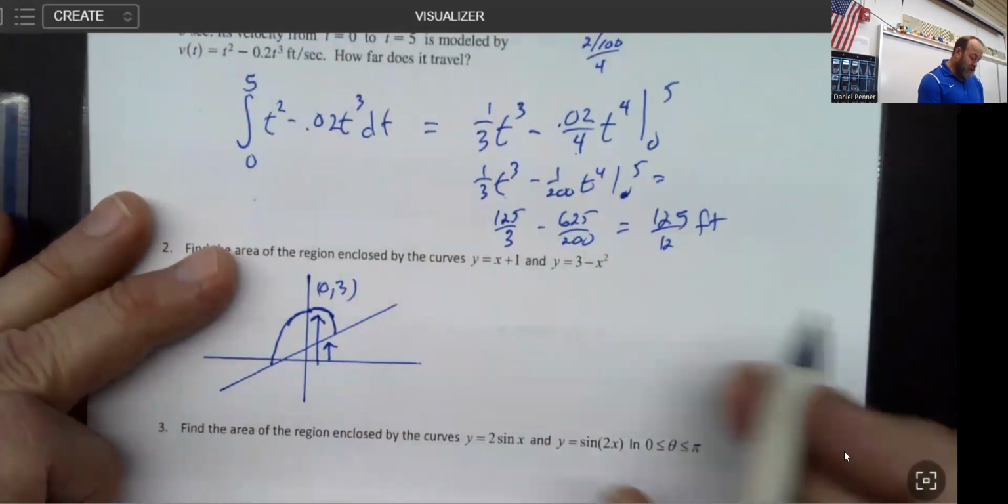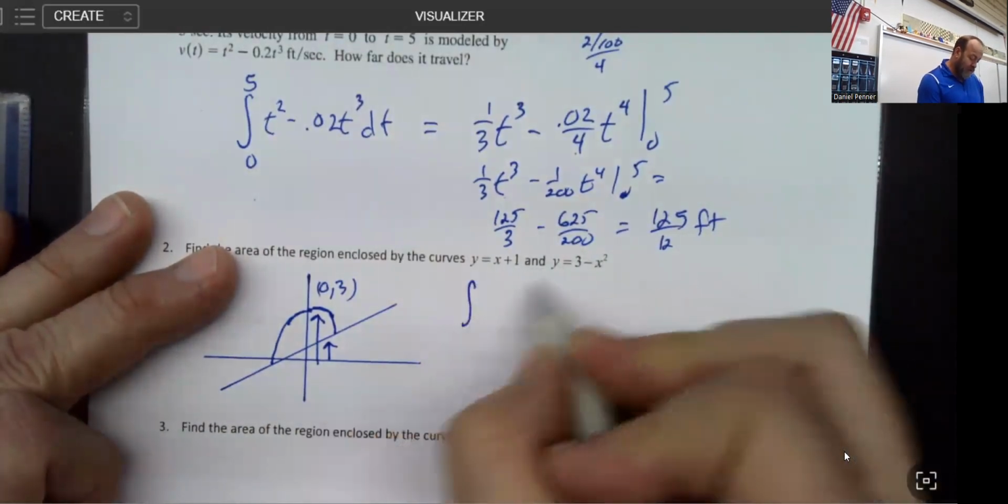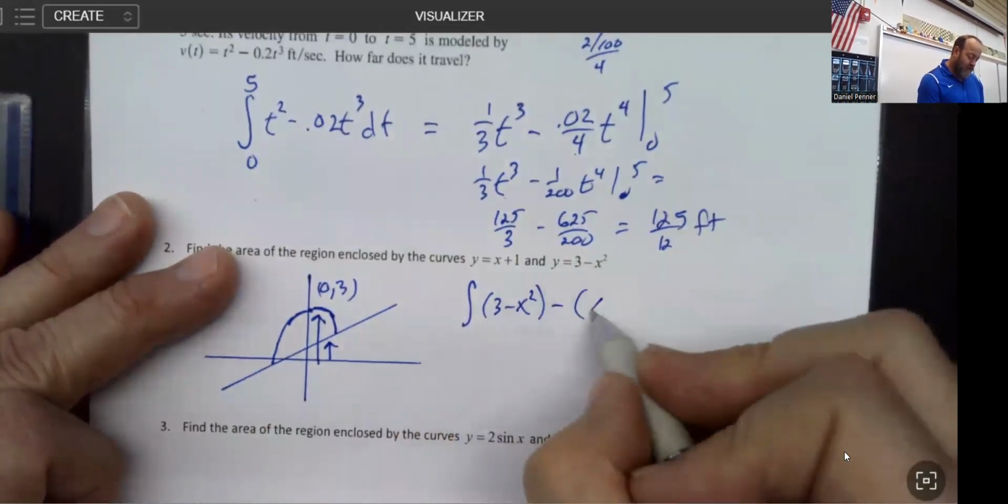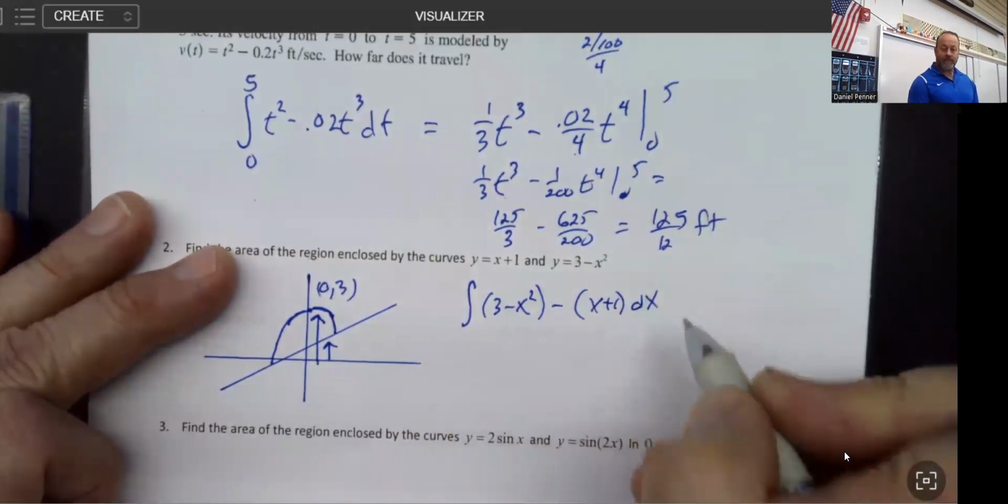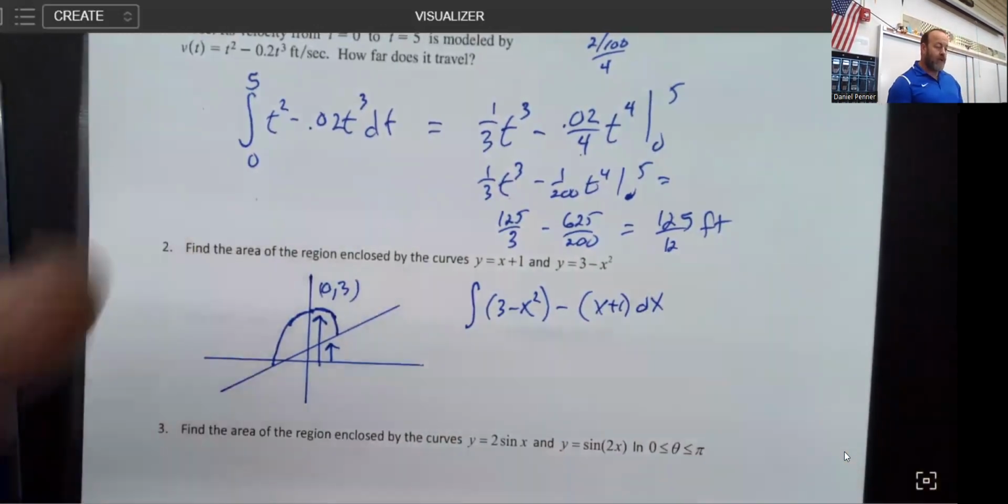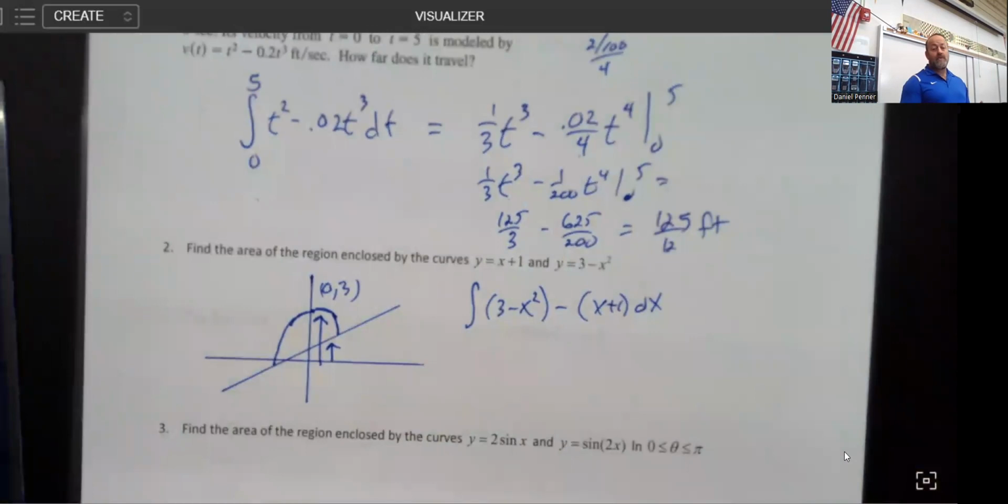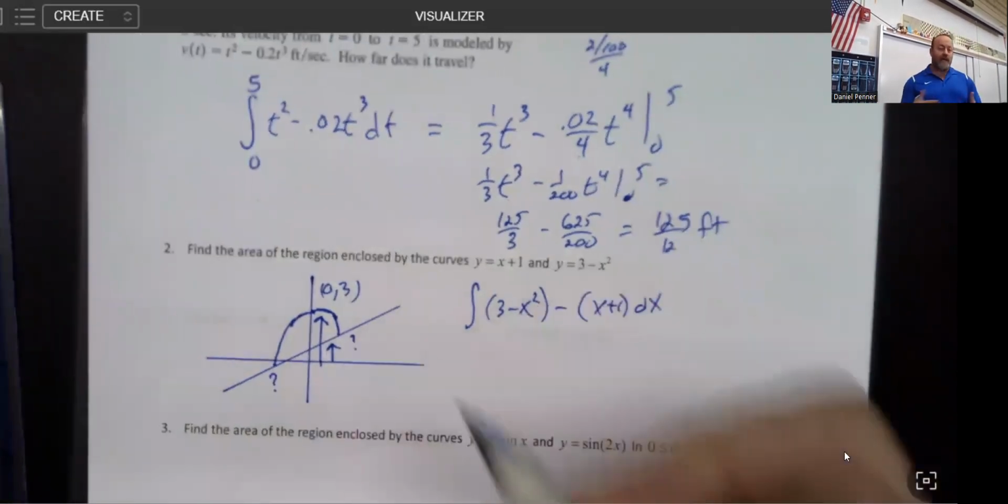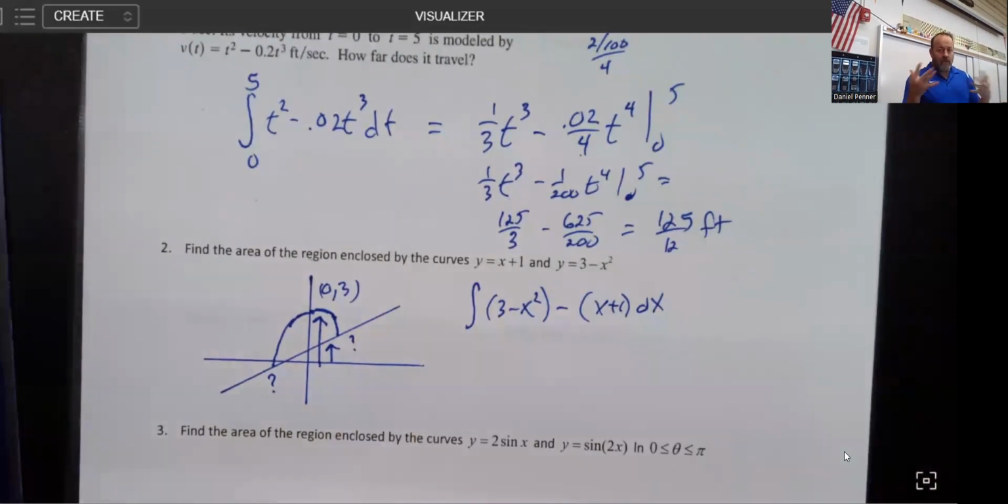So what I need to do is take the far one, which is 3 minus x squared, and subtract the close one, which is x plus 1. Now, of course, before we can do anything else, we really do need to find where these two curves intersect to know what my bounds are.